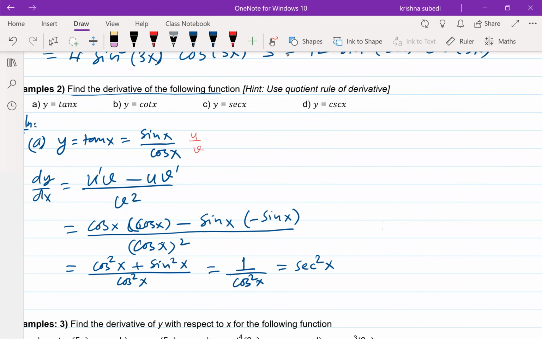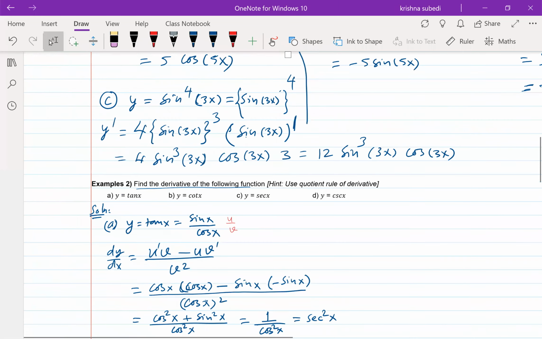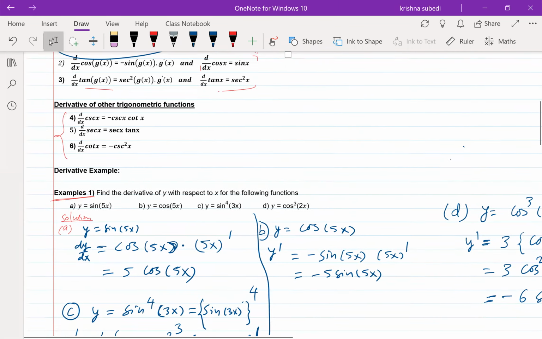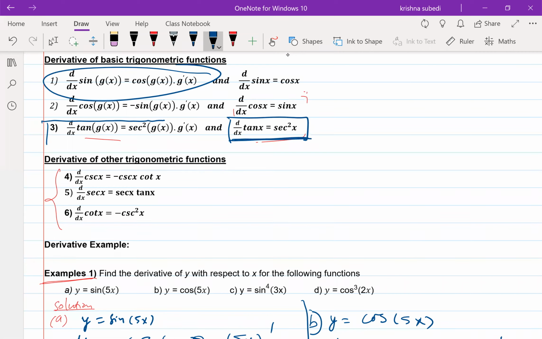From now onwards, you can use this as a formula, and let me list this formula here as formula number 3, the one that we just proved. d over dx of tan x is sec squared x. And if we extend that a little bit further, we can write that when we have tangent functions as composite functions, then same idea, with g of x here, and then g prime of x.